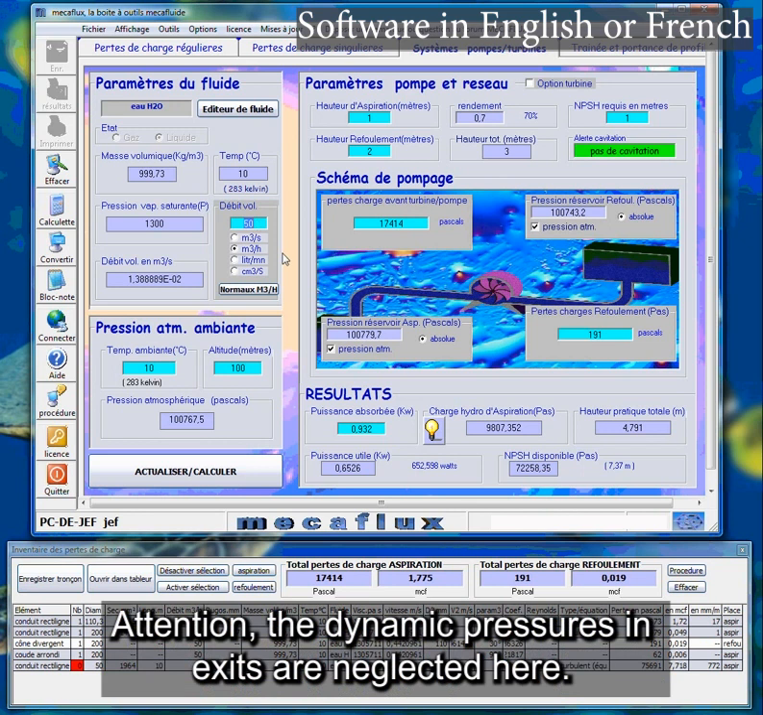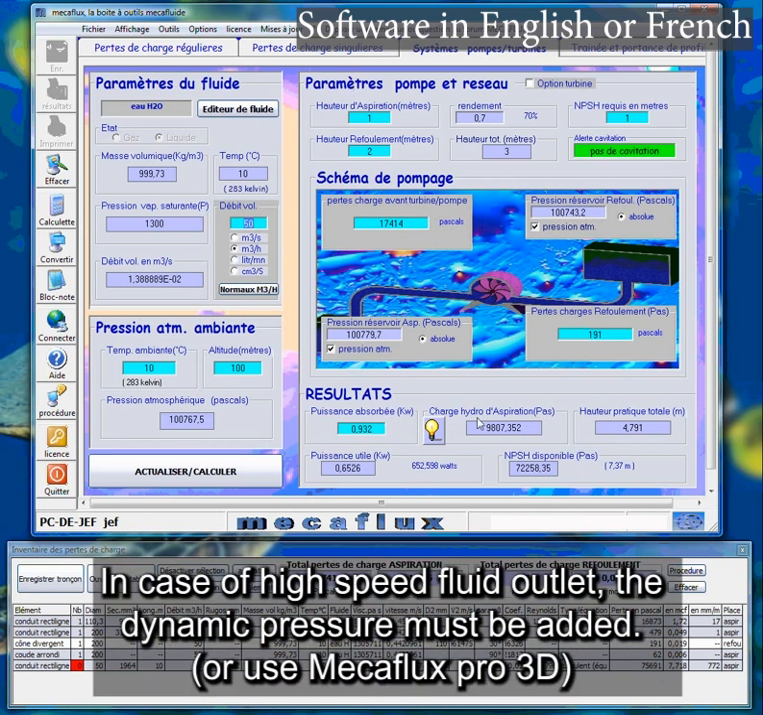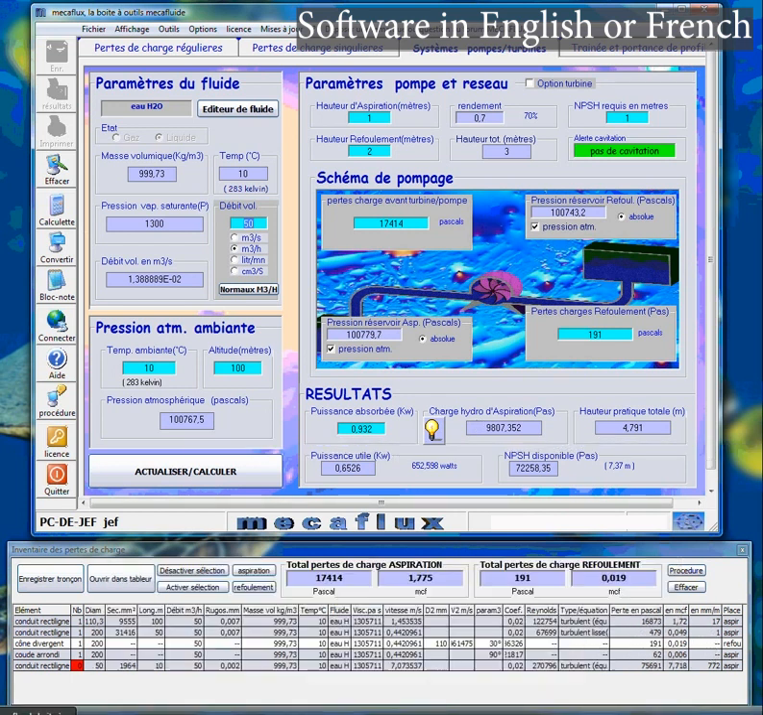Attention, the dynamic pressures at the outlets are neglected here. In case of high-speed fluid outlet, the dynamic pressure must be added, or use Mechaflux Pro 3D.